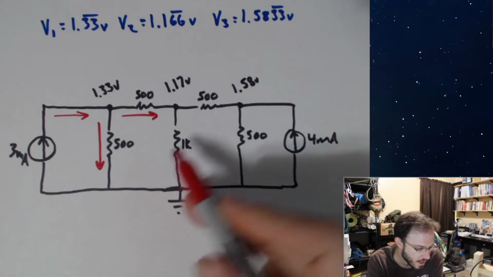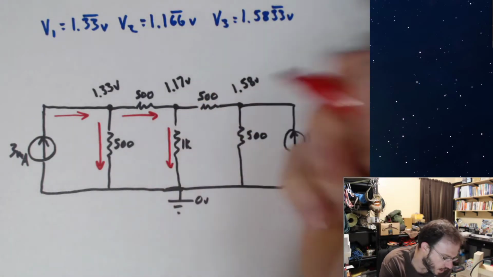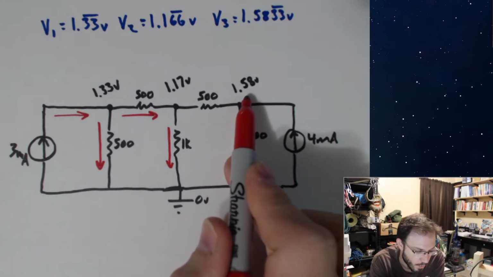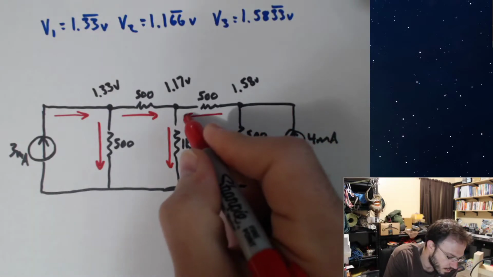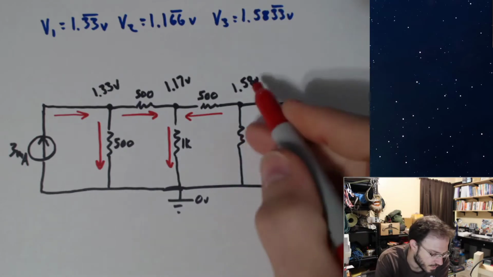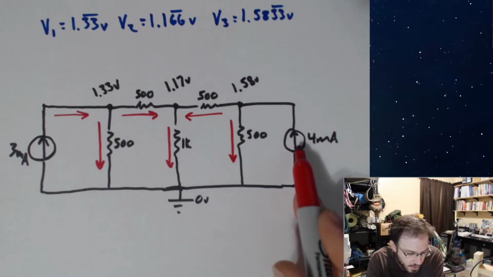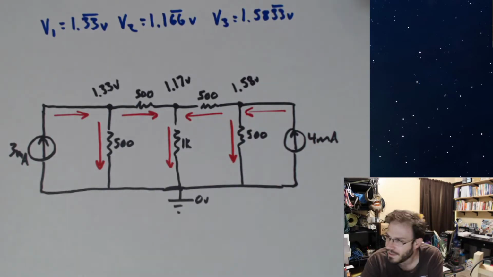Okay, let's look over here. 1.17 is higher than 0 volts. All right, let's look at this 500 ohms. We have our higher voltage over here. 1.58 is higher than 1.17. Okay, what about over here? Well, this down here is 0 volts, so 1.58 is definitely larger than that. And our constant current source over here is telling us the current's going in this direction. So this is our conventional current.